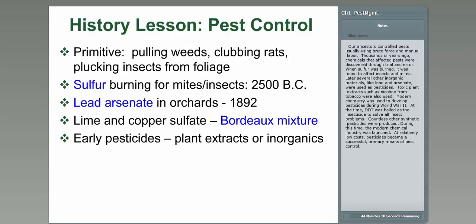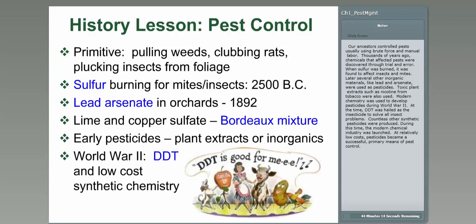Modern chemistry was used to develop pesticides during World War II. At the time, DDT was hailed as the insecticide to solve all insect problems. Countless other synthetic pesticides were produced. During this time, the modern chemical industry was launched. At relatively low costs, pesticides became a successful primary means of pest control.